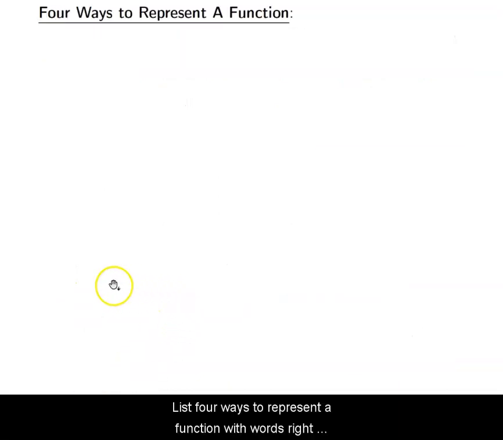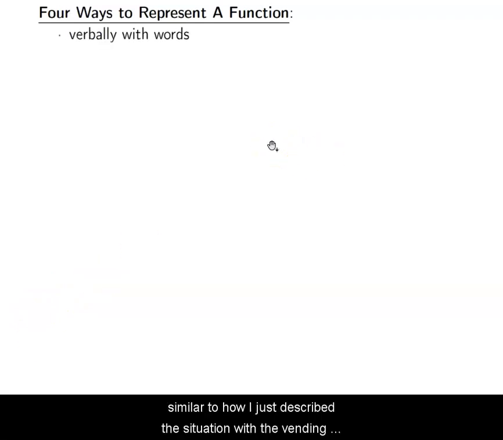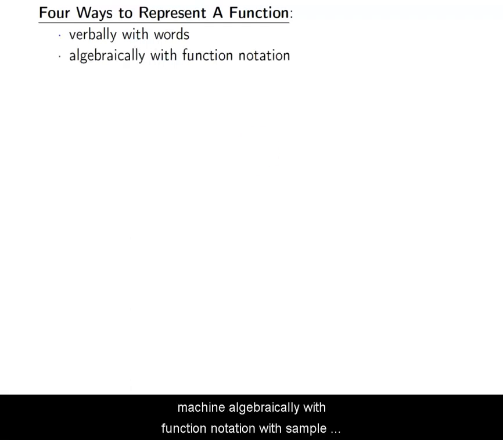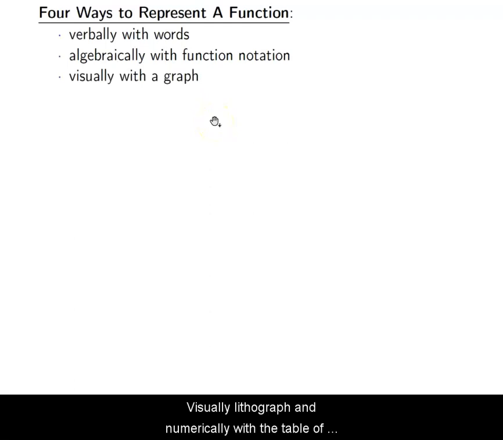Okay. So there's 4 ways to represent a function. Okay, so our 4 ways to represent a function is verbally with words, right? Similar to how I just described the situation with the vending machine. Algebraically with function notation, which is the example that we just saw a second ago. Visually with the graph, and numerically with the table of values.